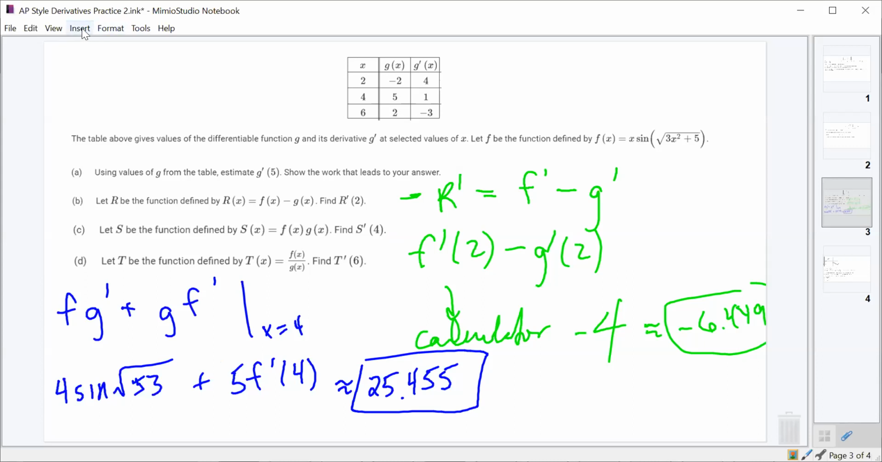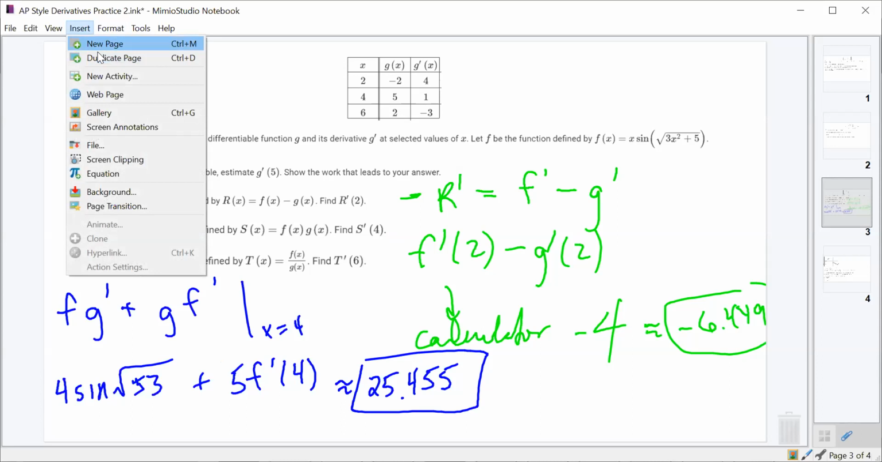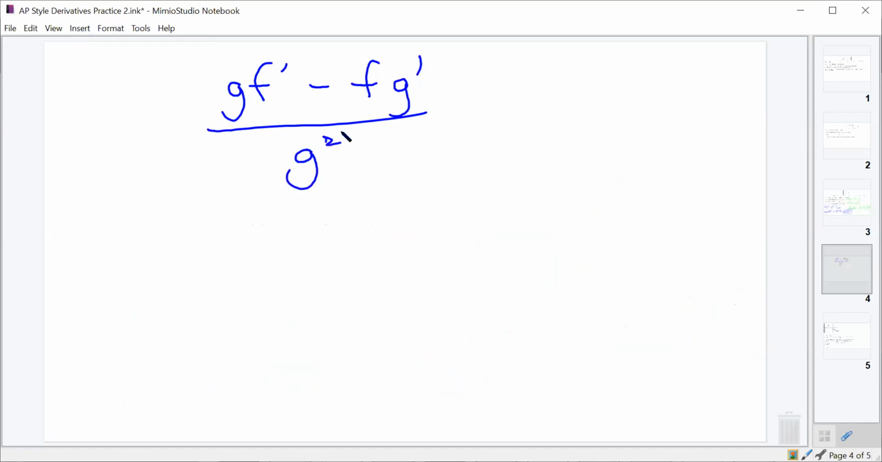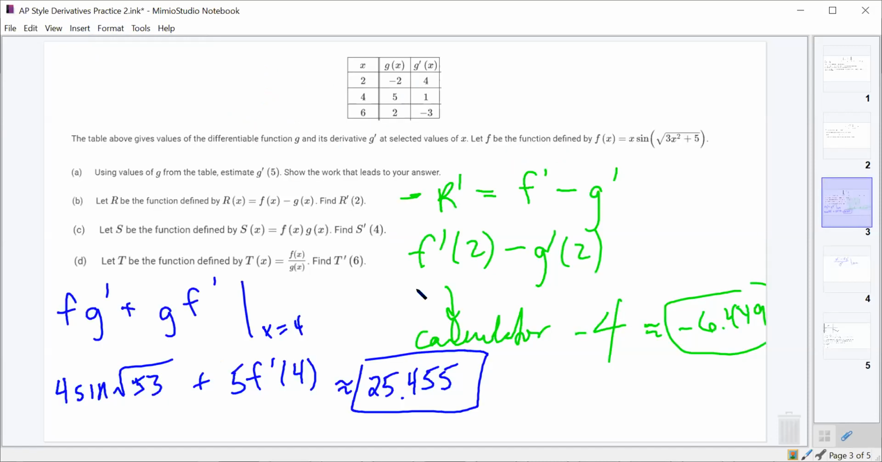All right, and then for part D, what rule do we need to use? Quotient rule. So g, denominator, times derivative of numerator, minus numerator times derivative of denominator, over denominator squared, and we're going to evaluate that all at x equals 6. Is that right for this one? Yep. g prime of 6, so at x equals 6.